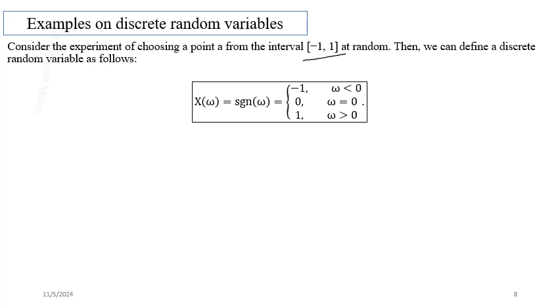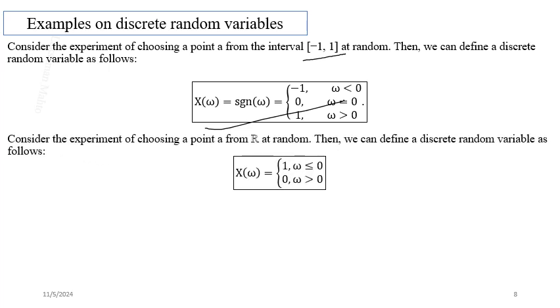So if you are picking any number at random from the interval minus 1 to 1, then when omega is less than 0, it maps to minus 1. When omega is 0, it is mapped to 0. When omega is greater than 0, it maps to 1. You have given numeric names to the signs. Plus means 1, minus means minus 1, 0 means 0. So again, it is a random variable. What is the sample space? Minus 1 to 1. And what is the range of the random variable? Minus 1, 0, 1. So it is a legitimate random variable.